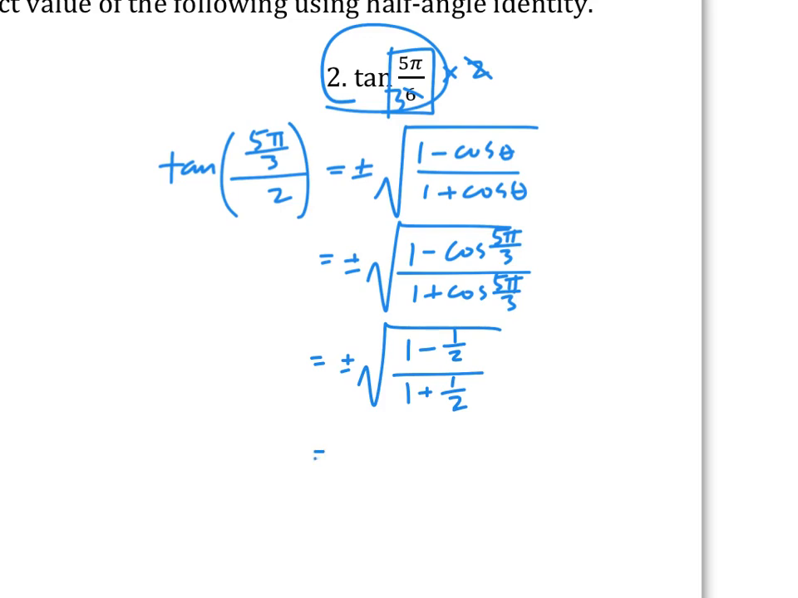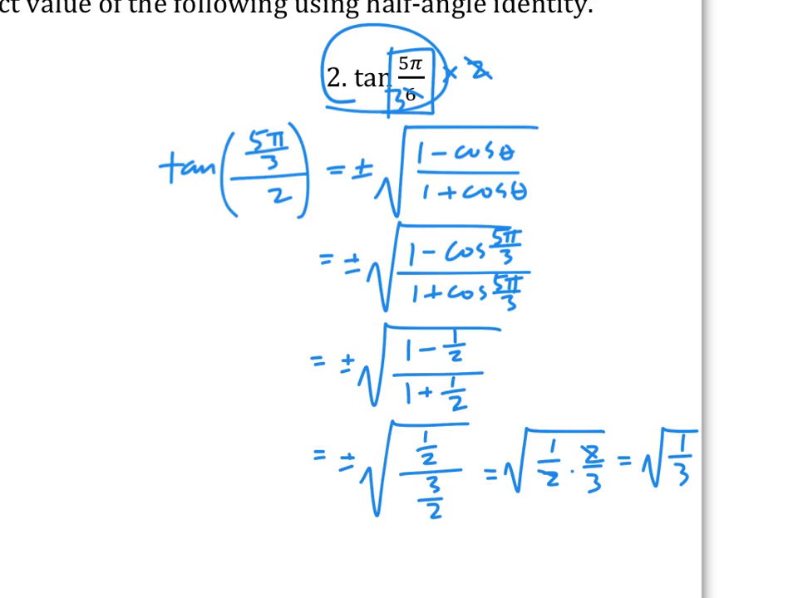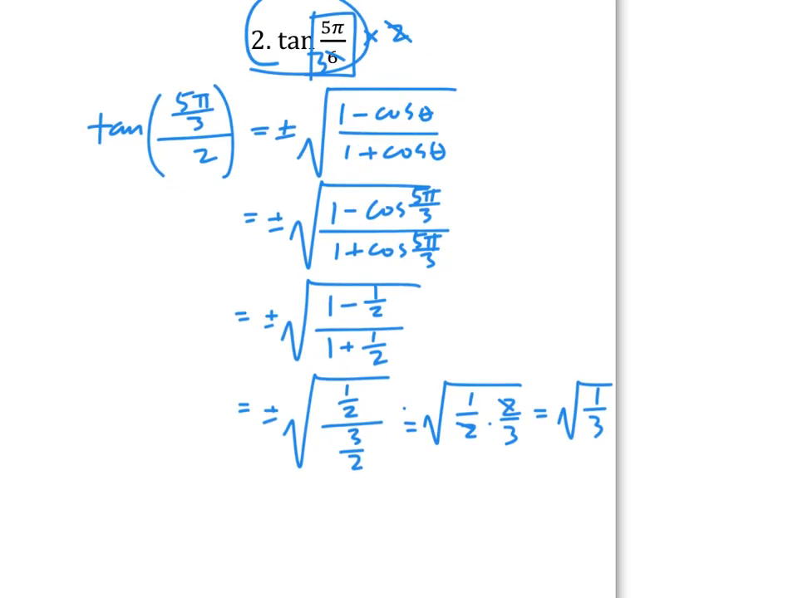So now we just simplify this. So plus minus, and this is going to be 1/2 over 3/2. Okay, so that is 1/2 times 2 over 3. That cancels. We get square root 1 over 3. Remember to rationalize your answer. I'm sorry, I forgot plus minus. So then you're going to multiply top and bottom by square root 3. You get plus minus square root 3 over 3.